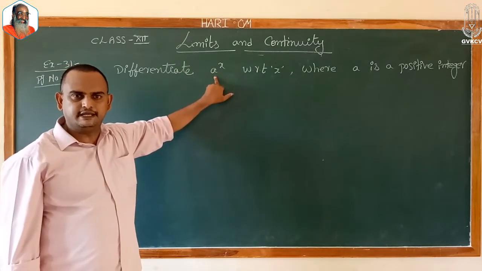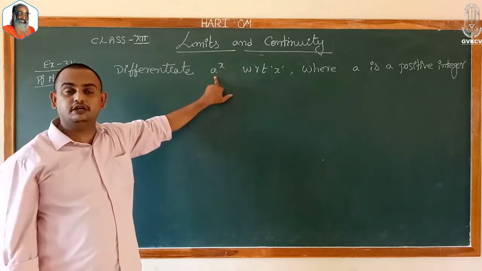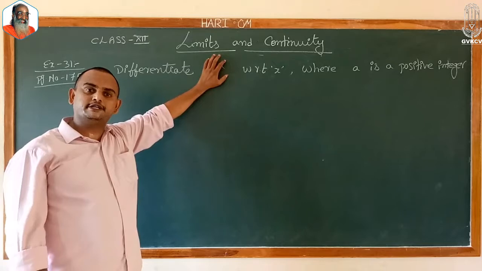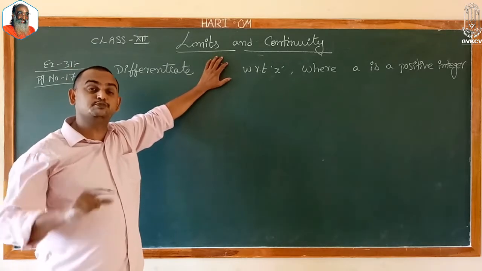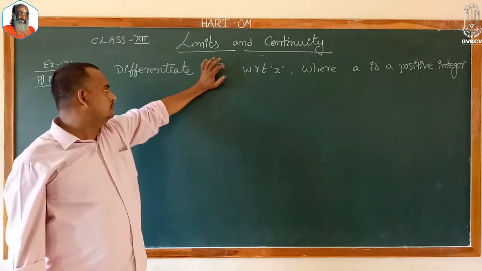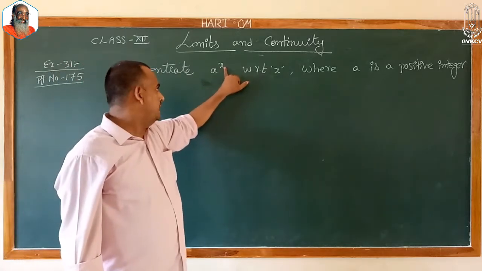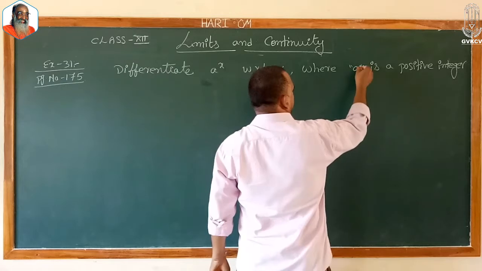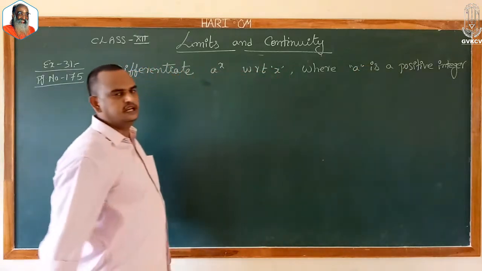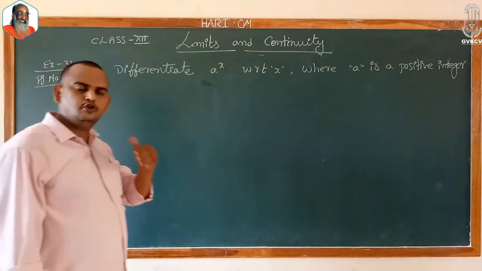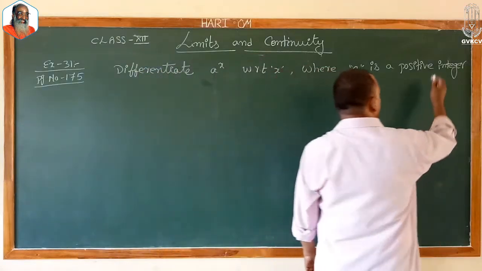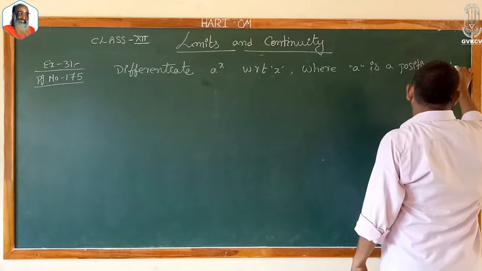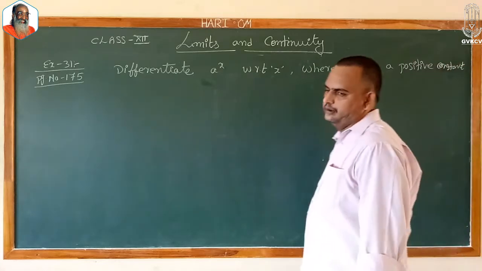Differentiate a power x. It is not an exponential function. It is not in the form of e power x. It is in exponential form, but not an exponential function. So differentiate a power x with respect to x, where a is a positive constant. Constant means it may be a real number.